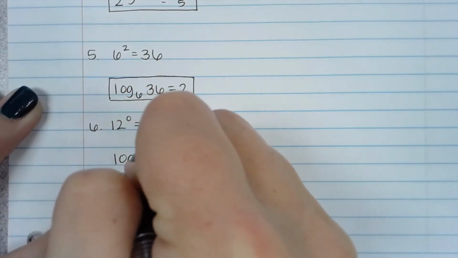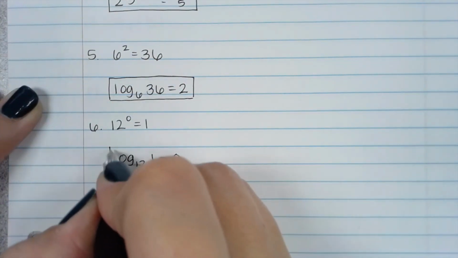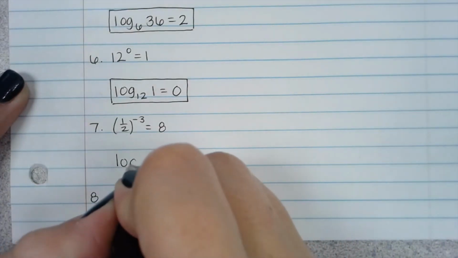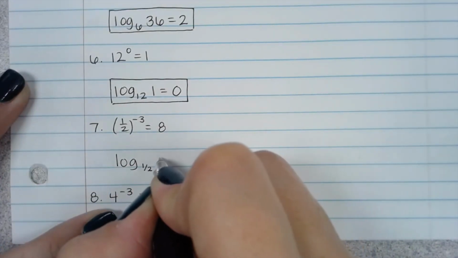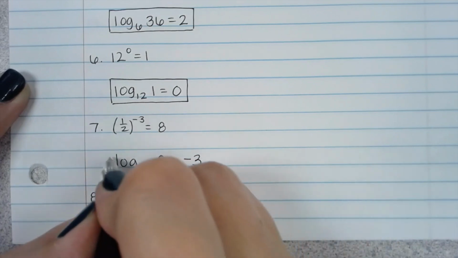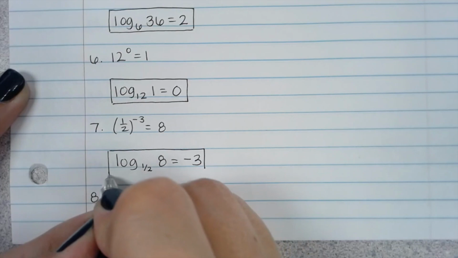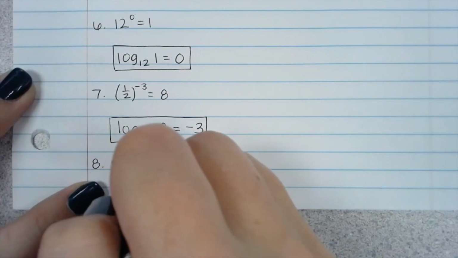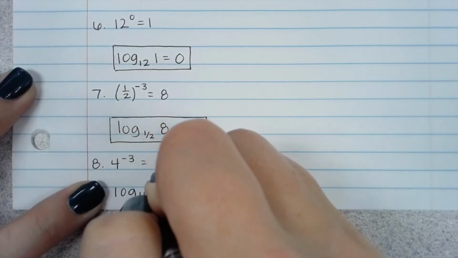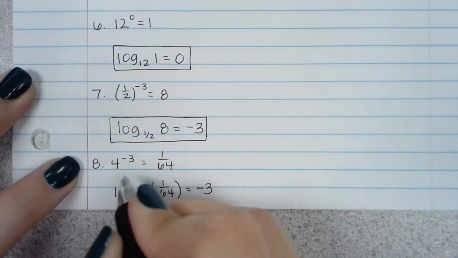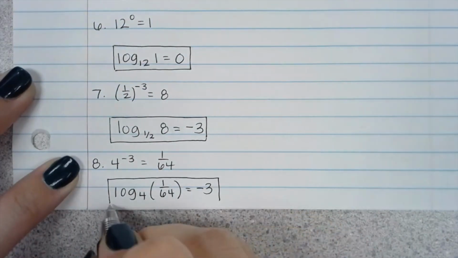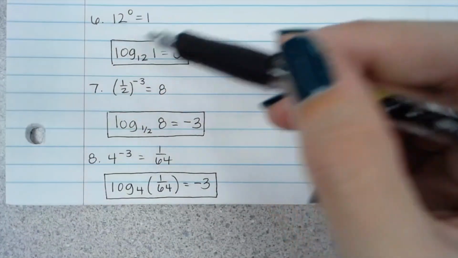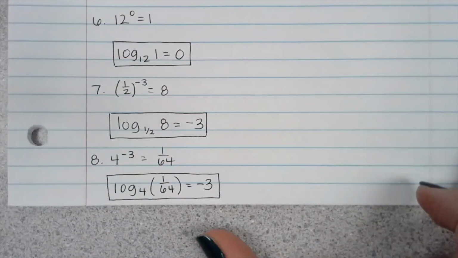6 would be log base 12 of 1 is equal to 0. 7 would say log base 1/2 of 8 is equal to negative 3. And then lastly, this one would say log base 4 of 1 over 64 is equal to negative 3. The key with making sure that you're writing these in the right order is that whatever number is in the exponent to start ends up being on the other side of the equal sign, and that's because logs equal exponents.